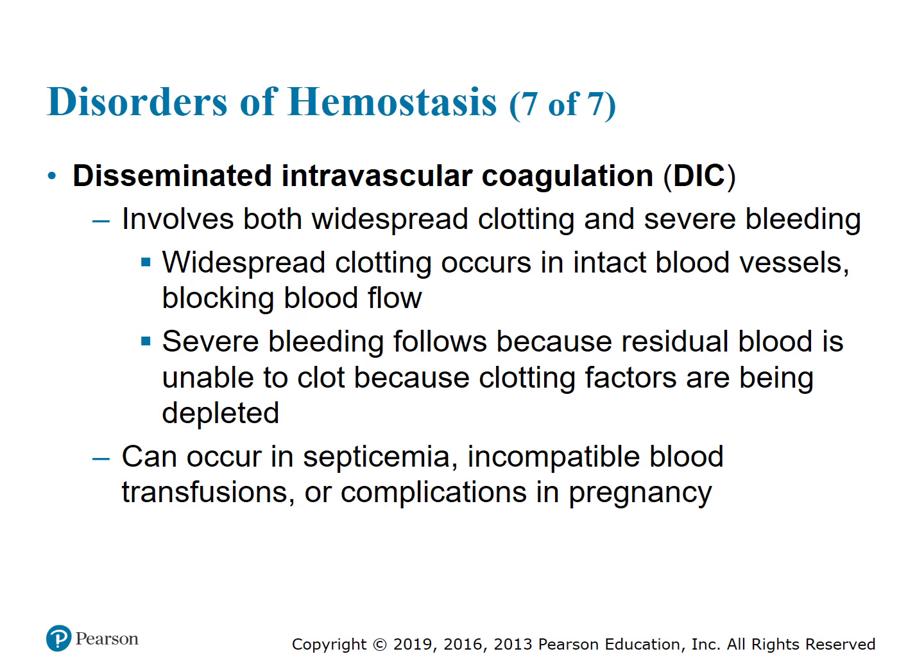Disseminated intravascular coagulation, or DIC, involves both widespread clotting and severe bleeding. Widespread clotting occurs in intact blood vessels, blocking blood flow. Severe bleeding follows because residual blood is unable to clot because clotting factors are being depleted. It can occur in septicemia, which is due to, let's say, bacteria in the blood, for example, incompatible blood transfusions, or complications in pregnancy.